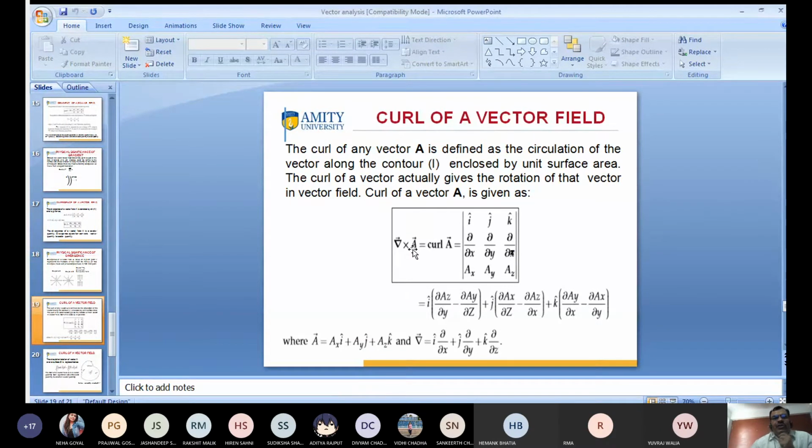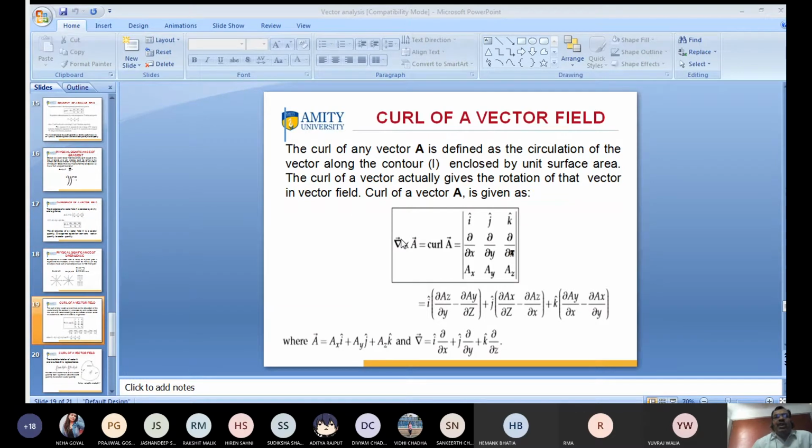Okay, so I tell you, when del is operated on any vector quantity with cross product, this is known as curl of A. Again, I tell you, del operated on any scalar quantity is gradient, and del operated on any vector quantity with dot product is divergence. And if del is operated on any vector quantity with cross product, this is known as curl of A.